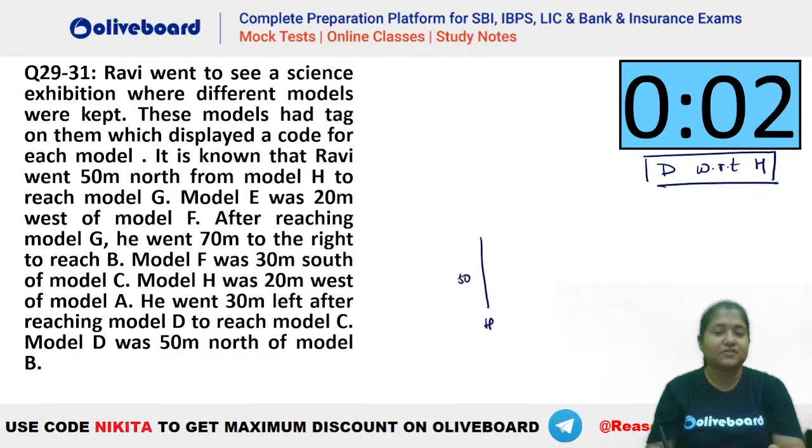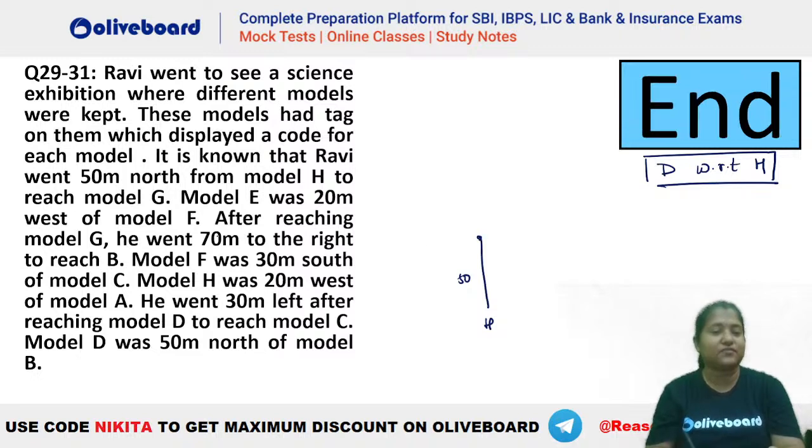So 50 meters north, like this. Okay, this is H. 50 meters north of H to reach G, right? So this is your G. Then model E was 20 meters west of F. Okay, we'll check. After reaching model G, he went 70 meters to the right to reach B. So from here, 70 meters right will be something like this to reach B.